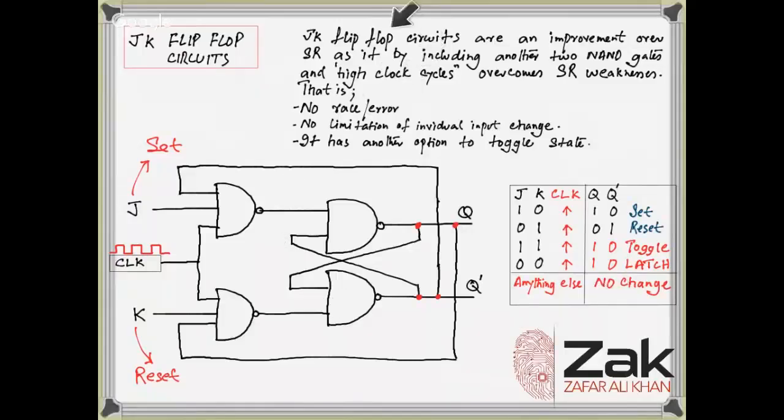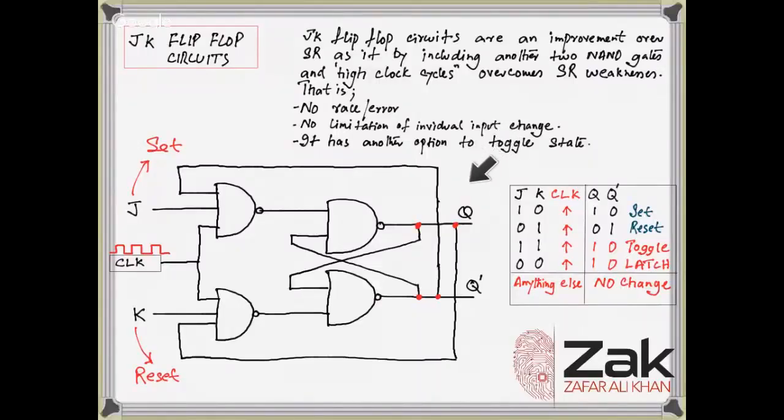So a JK flip-flop circuit is an improvement over SR, by including another 2 NAND gates in a high clock cycle, high clock, not low, it overcomes SR weakness. What were those weaknesses? No race. SR has race. What is race? Second one was limitations of individual input change. Earlier, it was said that 2 bits cannot be changed. Now this time you can change 2 bits. It has another option to toggle the state.